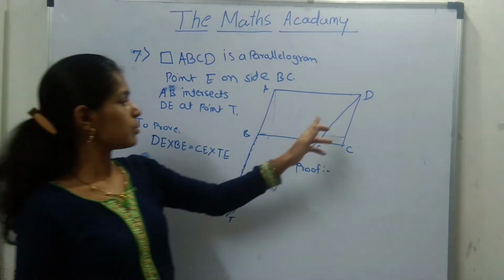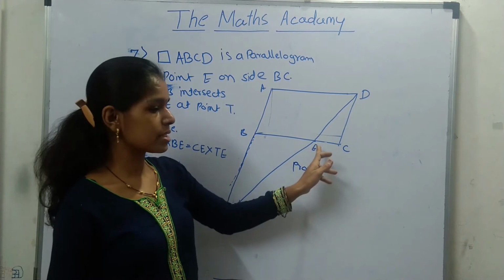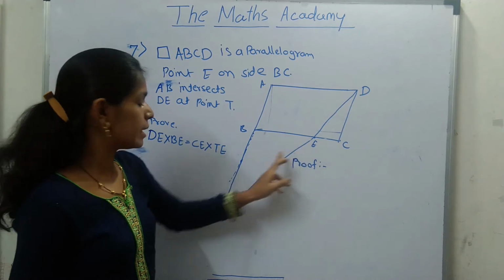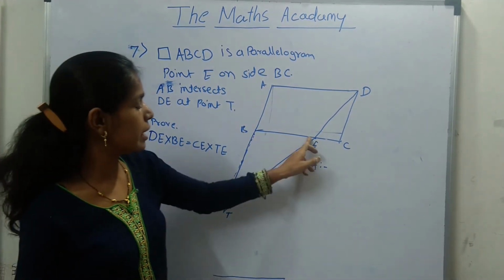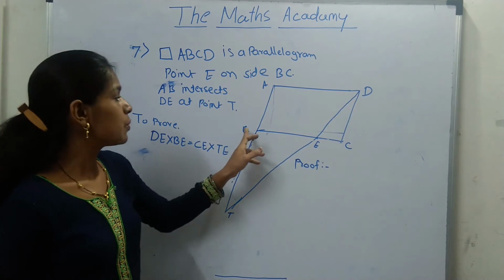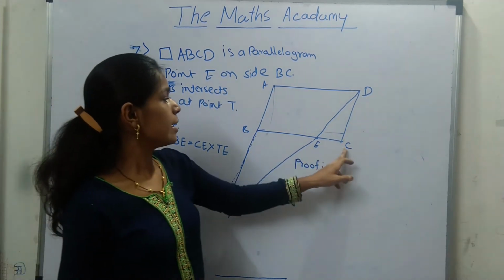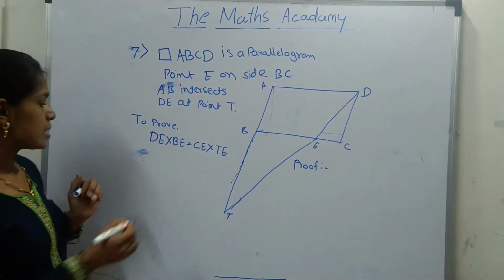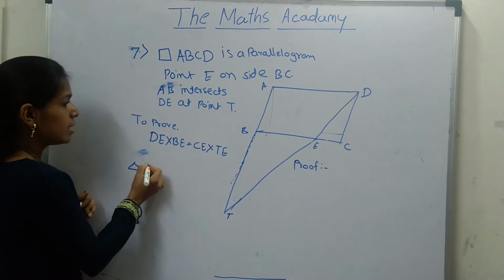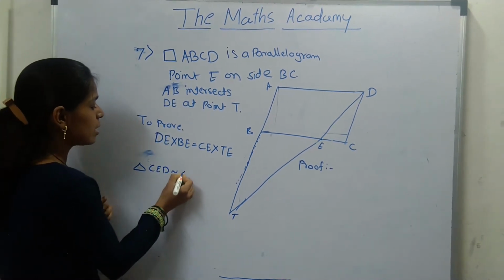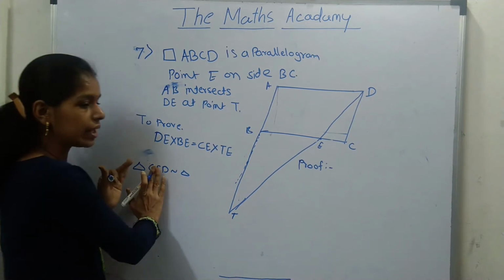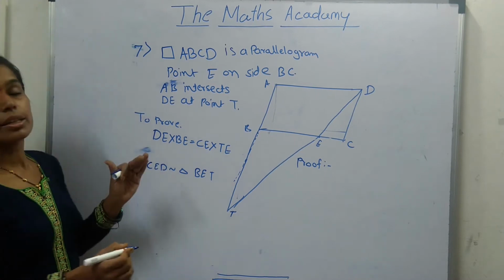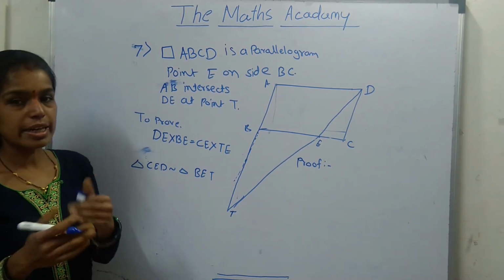If you observe carefully, then DE and CE are the sides of the triangle CED, and BE and TE are the sides of the triangle BET. So what will we do? We will prove that the triangle BET and triangle CED are similar to each other. What will happen by this? If triangle CED is similar to triangle BET, then the ratio of their corresponding sides will be equal.